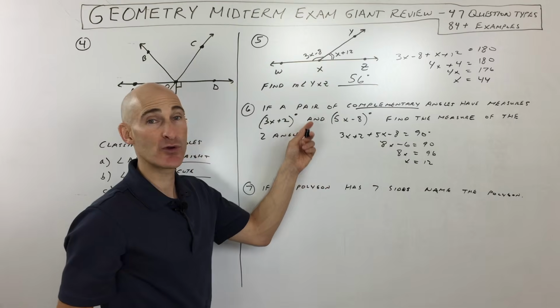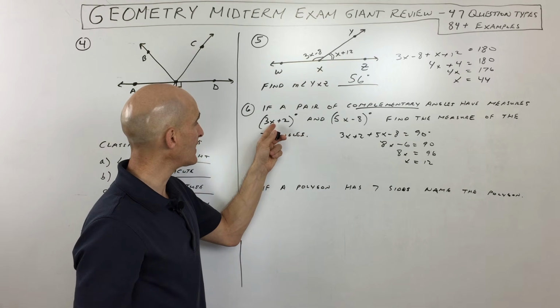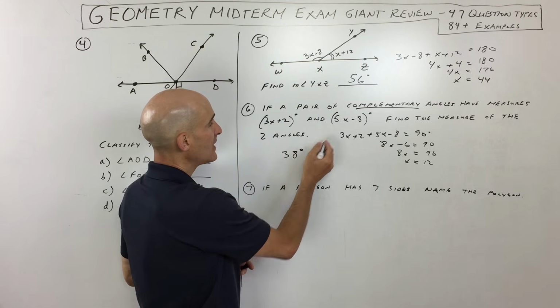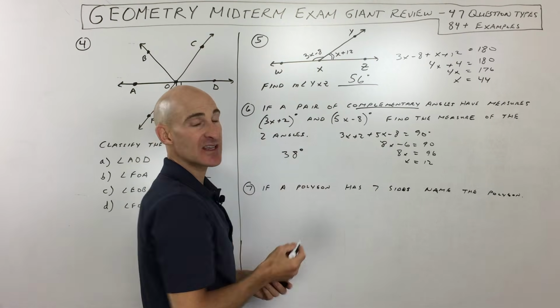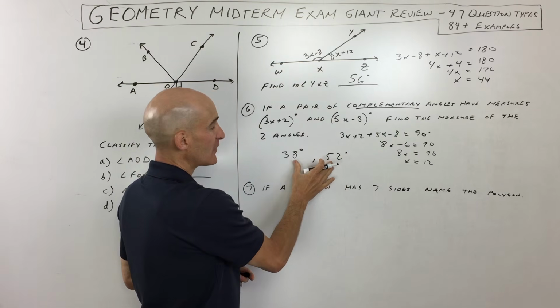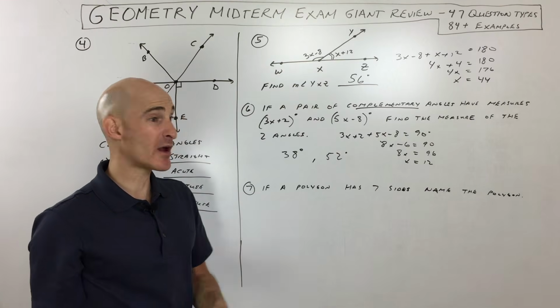But again, remember, just like the previous problem, we have to put 12 back in. That's going to be 3 times 12 is 36, plus 2 is 38. And if we put 12 in here, we get 60 minus 8, which is 52. And if you want to double check yourself, if you add these together, you can see they add up to 90, so we know we're on the right track.